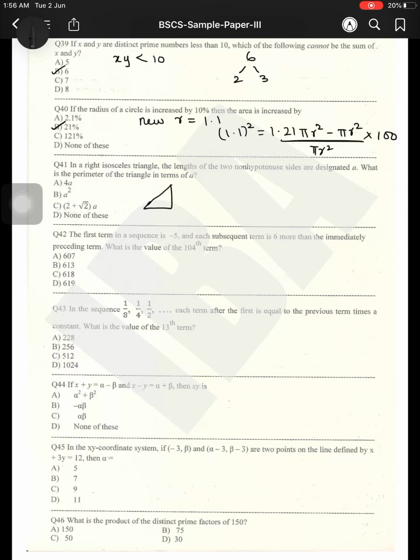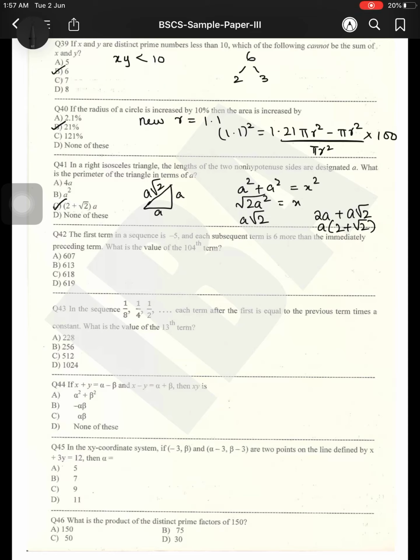In this next question, he says that there is an isosceles right triangle and the non-hypotenuse sides are a, and we have to find out the perimeter of the triangle. So a square plus a square is equal to x square. So root of 2a square is equal to x. So this is going to be a under root 2, and we have to find out the perimeter. So 2a plus a under root 2. So if you take a common, then 2 plus under root 2 remains. So that is going to be C.